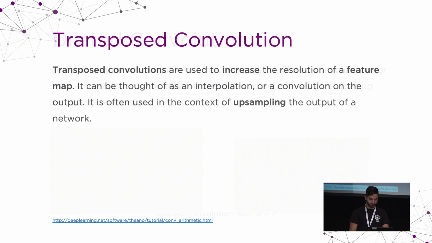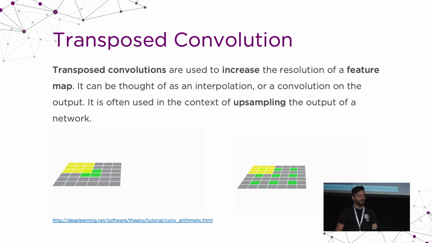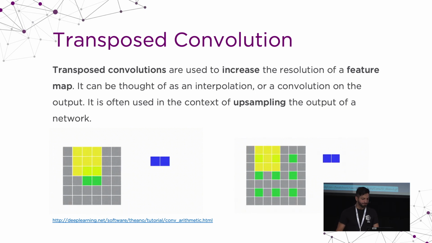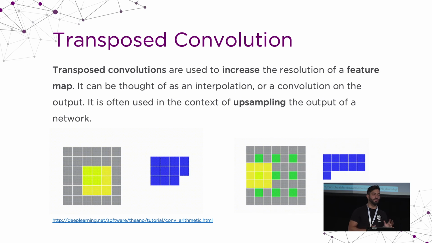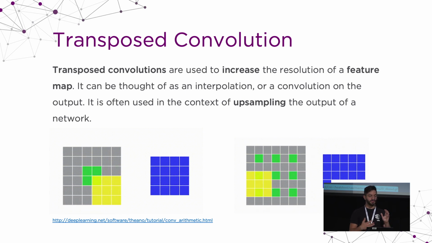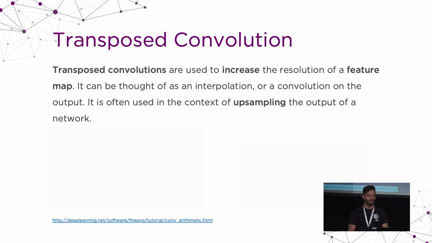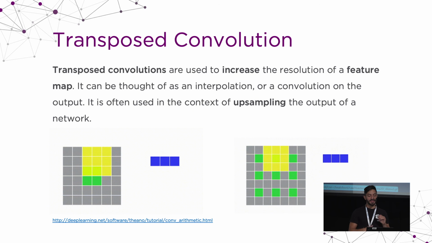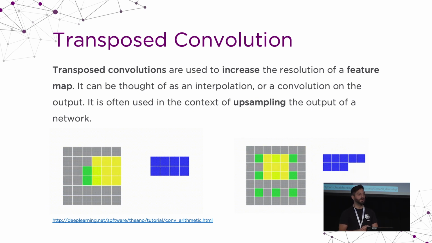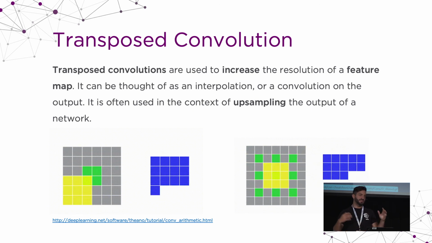Finally, we have the transposed convolutions. The transpose convolution is a bit trickier. It's a bit different from the original convolution definition. We're not going to go too much into detail right now as to what transpose convolution is, but what you should remember is that they're used to increase the resolution of a feature map. We're going to see this later today.